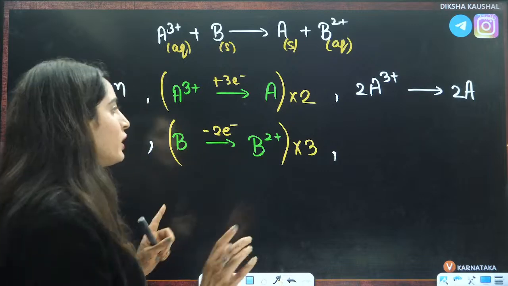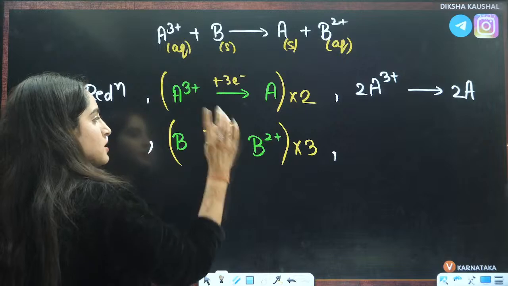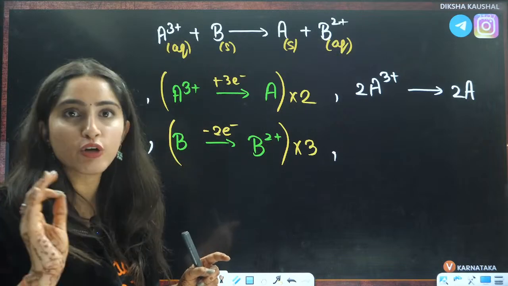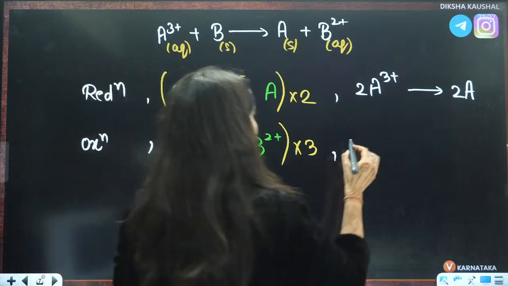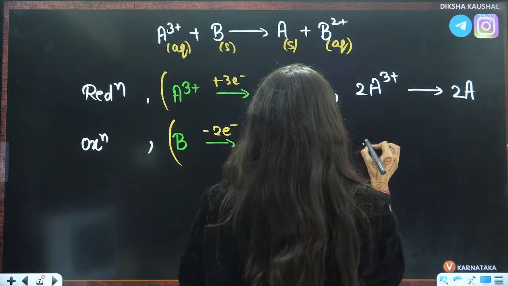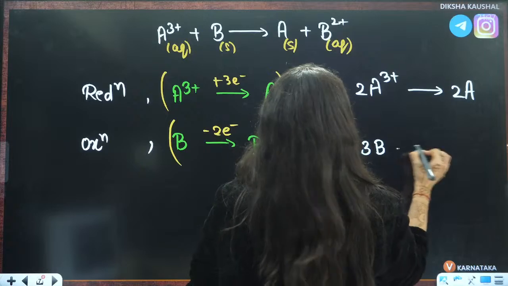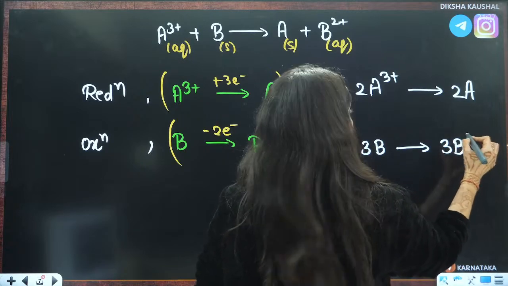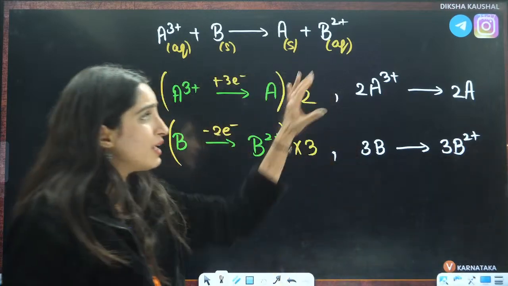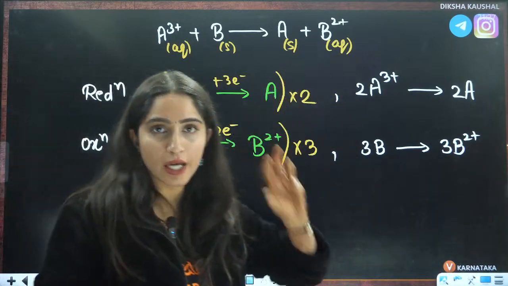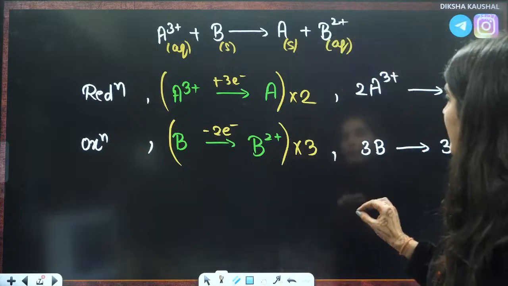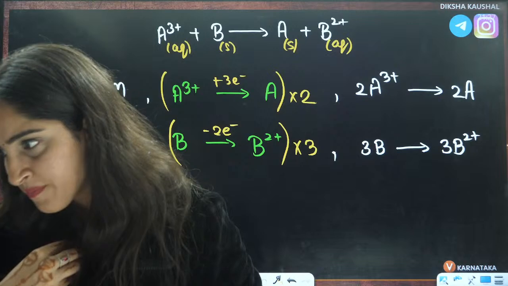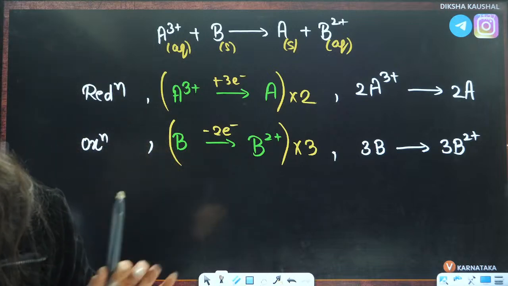It is possible only if I multiply this by 2, it will become 6. So the number of electrons gained and lost should be the same, right? So then it will become 3B, and this is 3B2 positive. Now tell me, till here, is this clear to all of you, why I multiplied this by 2 and why I multiplied this by 3? Yes, students?